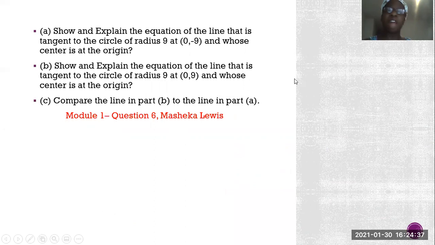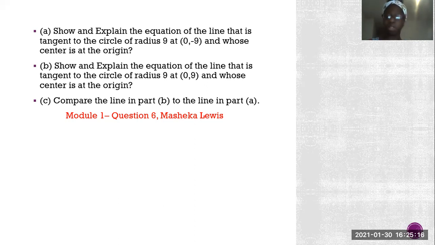And now we have our last question, which is question 6. We have to show the equation of a line that is a tangent to the circle at a radius of 9, which is our 0, negative 9, and 0, 9. So circle is very important because we know circle is even on all sides. So it's actually easy. We don't need a slope for this one. There is a slope for this one, but because this is actually easy, I'm not going to show you the slope. I'm not going to show you the hard way since this is actually easy. And when it's a circle, it's actually easy for everything.